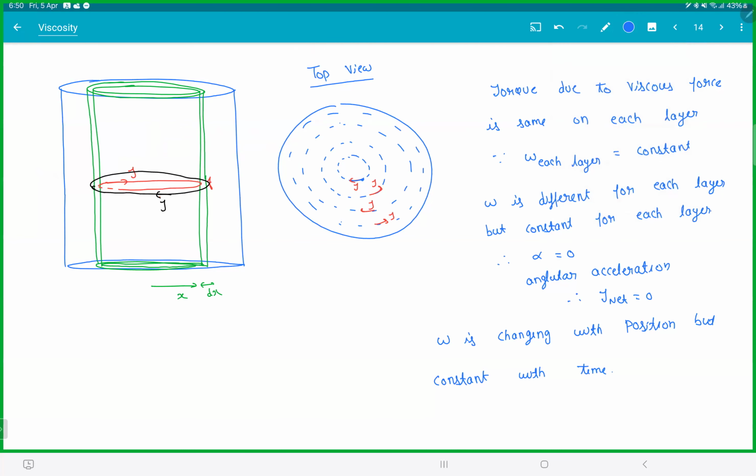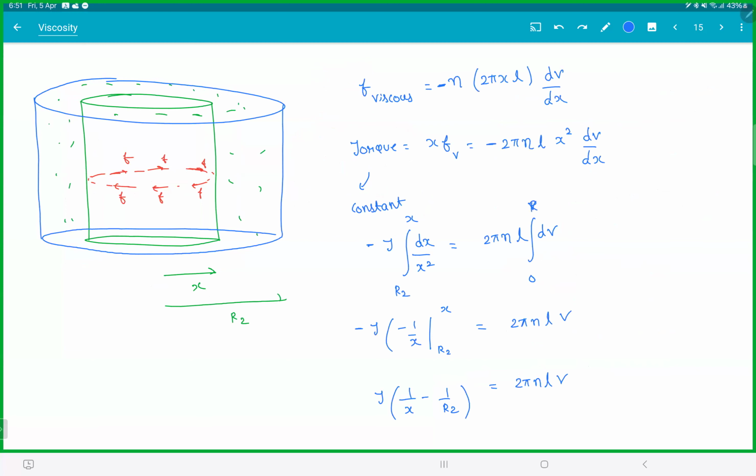The meaning of steady state is what? It doesn't mean all are going with the same velocity. At a given position, the velocity should not change with time. Isn't that the meaning of steady state? So every layer has an omega which is constant for that layer, but different layers have different omega. Therefore, alpha for each layer is 0. So from there, we eventually proved that the torque on any one layer should be equal to the torque due to the external force. Then we said, take an FBD of the liquid. This is an FBD of the liquid, not for a single layer, from X to R2.